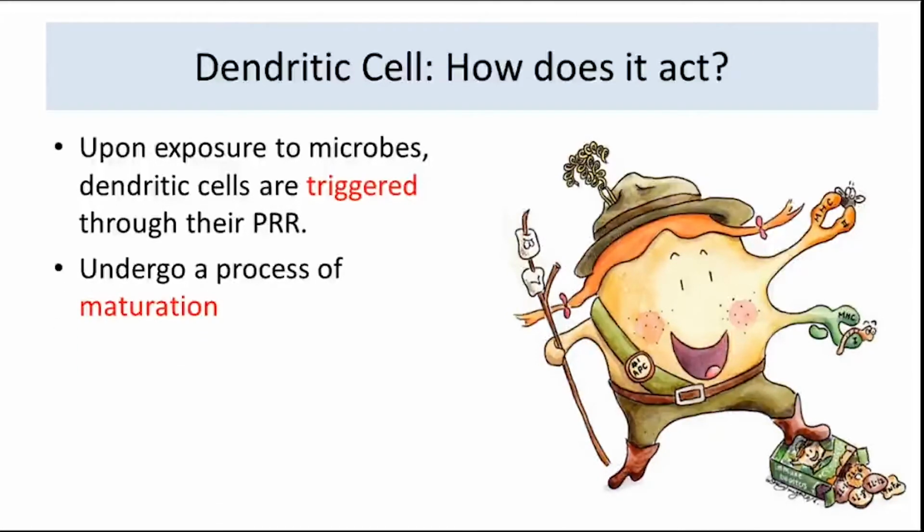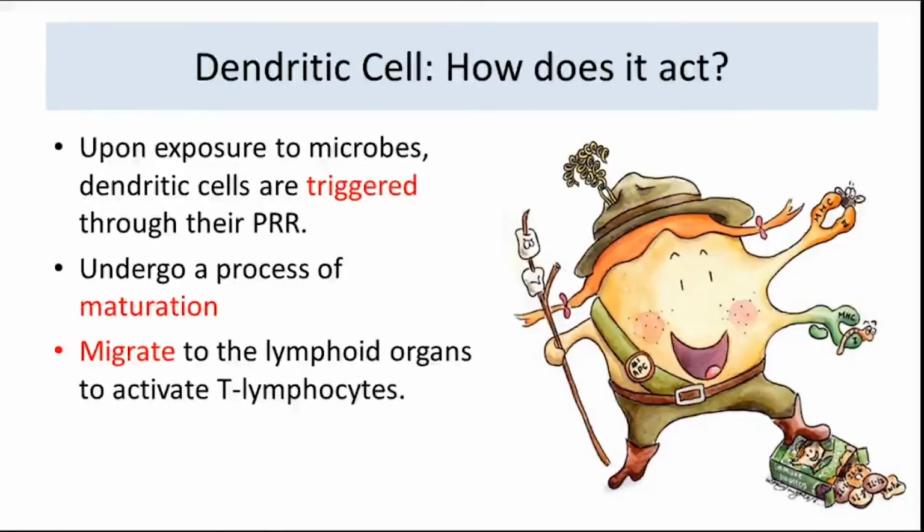And after this recognition of the pathogen, these dendritic cells undergo a process of maturation, and finally they migrate to the lymphoid organs to activate T lymphocytes. This is the function of the dendritic cell. We'll talk about the function of the dendritic cell in more detail further.